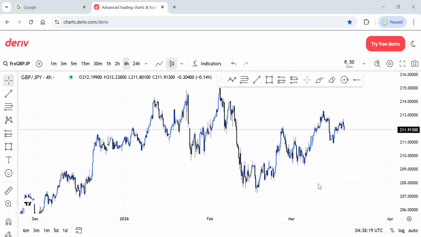So in this video, we're going to be making use of the 4 hours time frame as our bias, whereby 1 hour is going to be our trend and 15 minutes is going to be our entry confirmation time frame. So now, this is the 4 hours time frame.